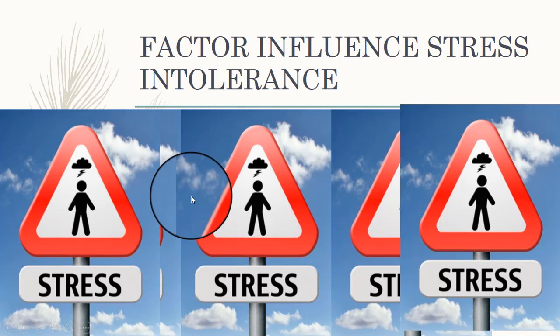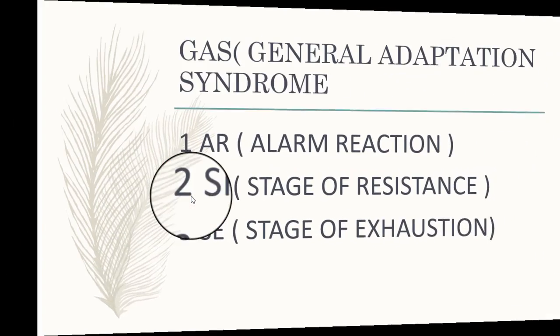Next factor, social support. It is the help and aid provided by members of your social network. It is associated with mental health. It serves as a protective shield for individuals, which minimizes the negative impact of the stressors. So this was all about the factors which influence stress intolerance.